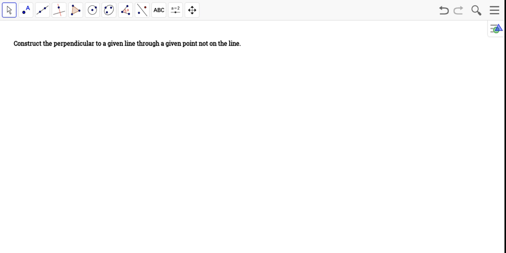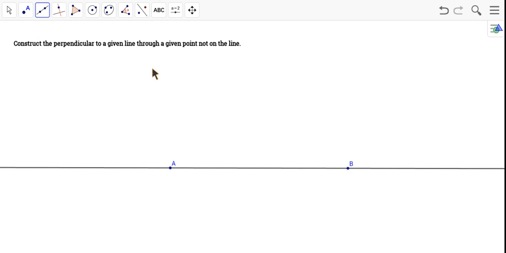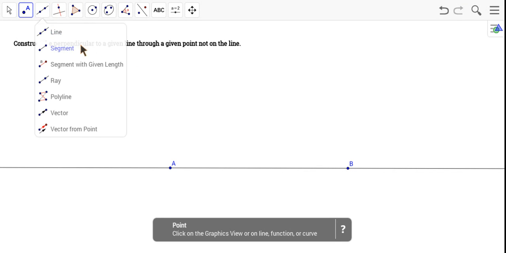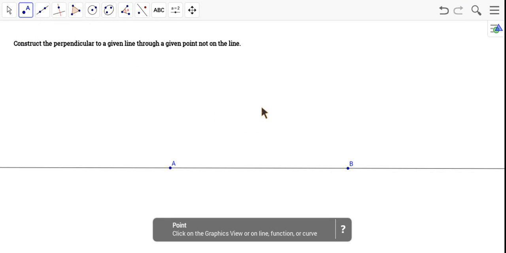All right, another example for us to work out, only we're working with perpendicular lines now. We are going to construct the perpendicular line to a given line through a given point that is not on that line. Well, first off, we need a line, and some random point.